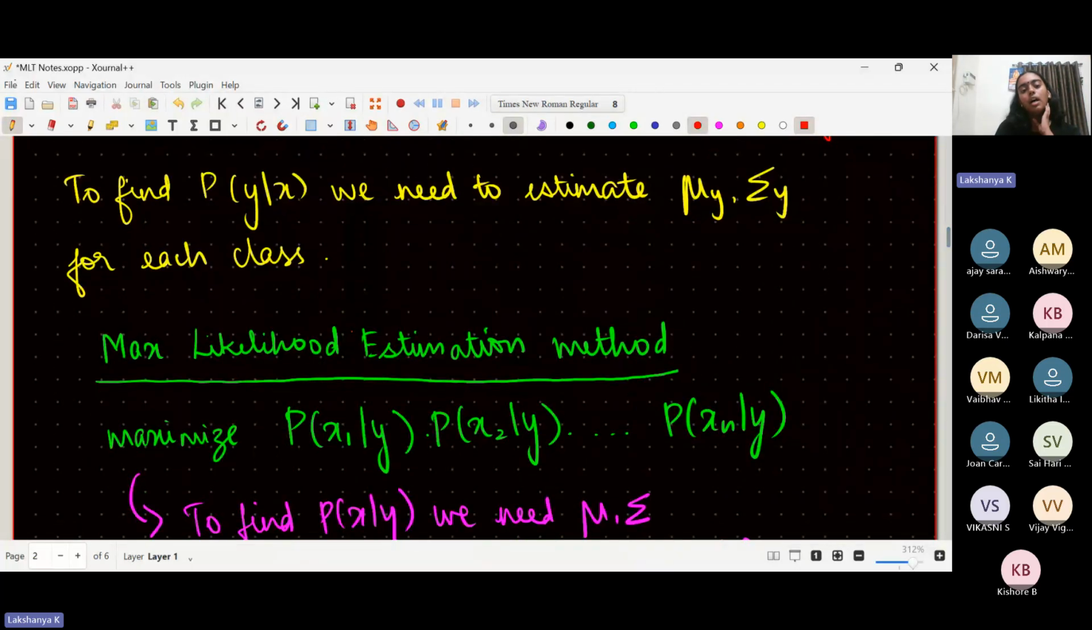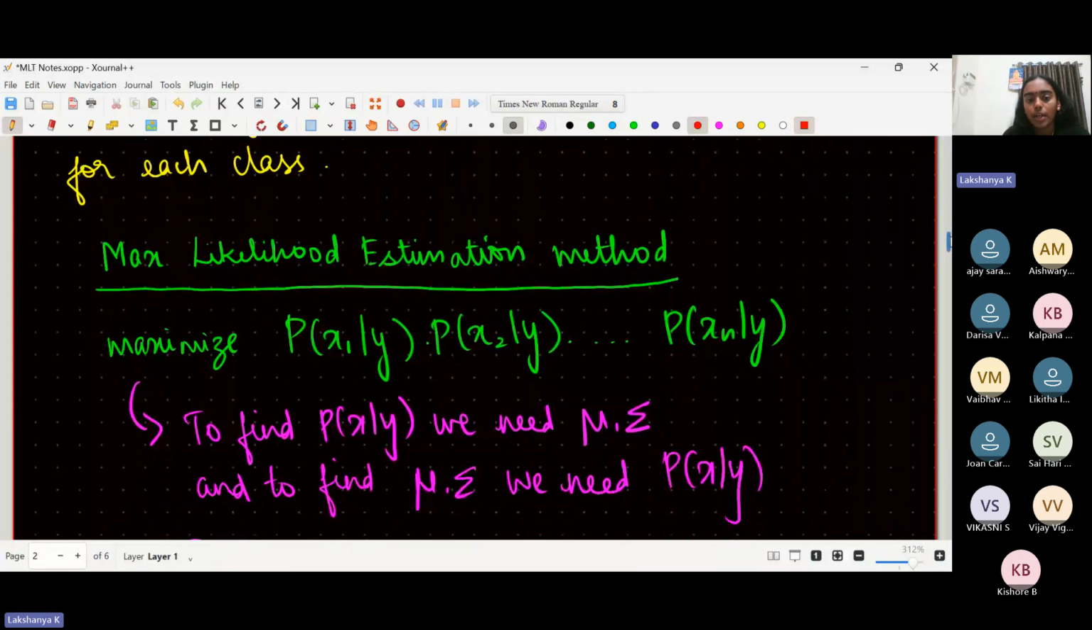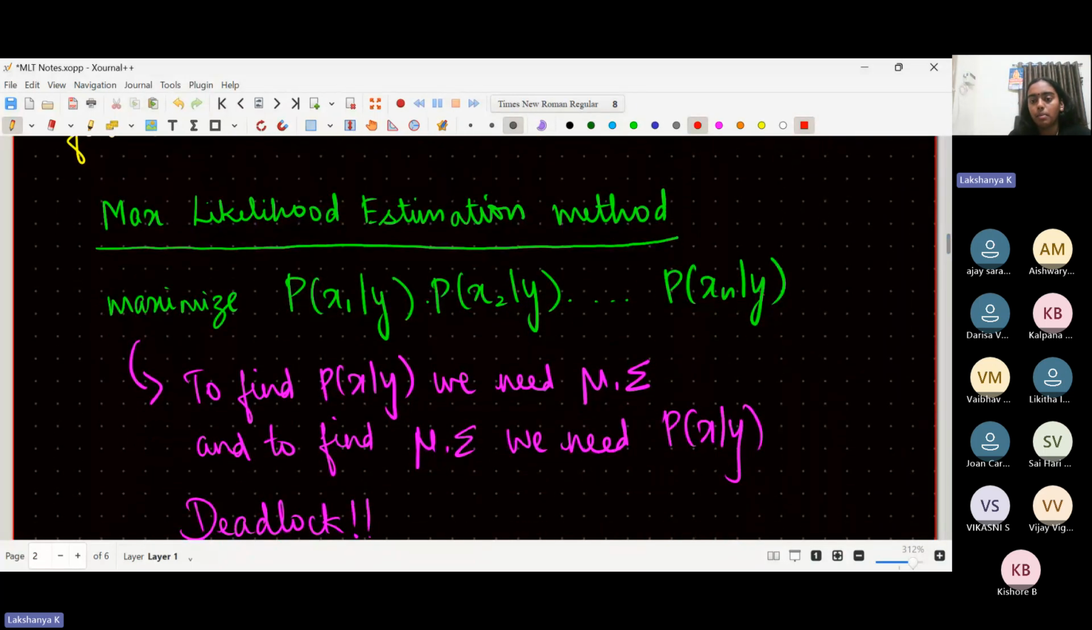For this, I'm sure in your statistical inference you would have learned something called the maximum likelihood estimation method, where you try to maximize the joint probability. The joint probability is given by this expression: probability of x1 given a particular class, times x2 given a class, and so on. Because this is a product, we convert this to the log, so we try to maximize the log likelihood. But ultimately, it is these quantities overall which we are trying to maximize, right?